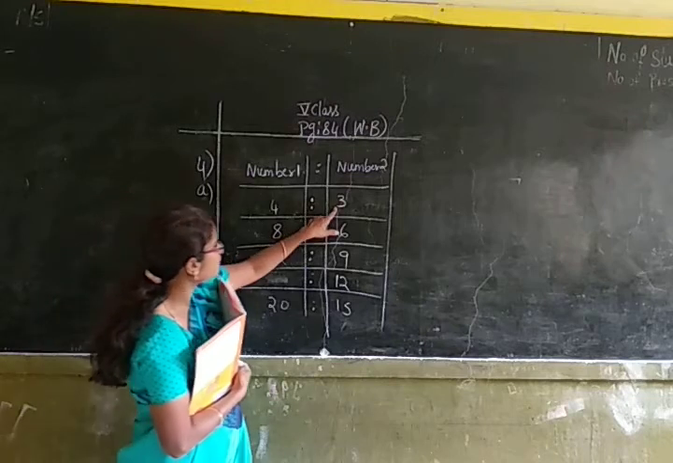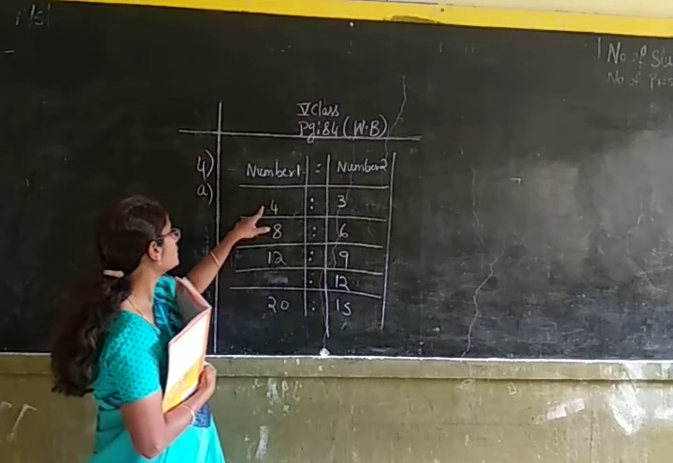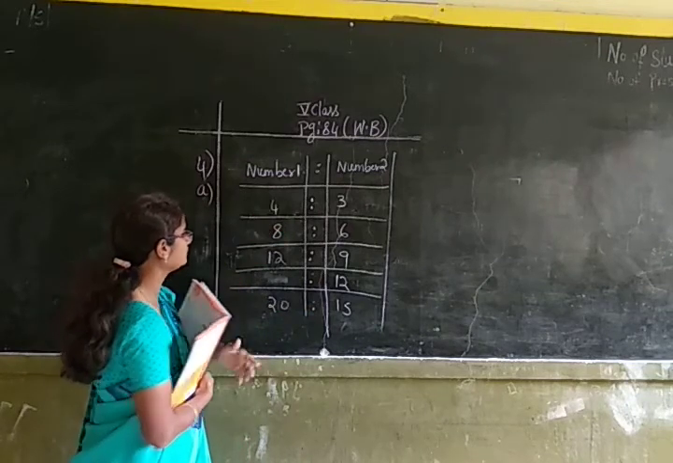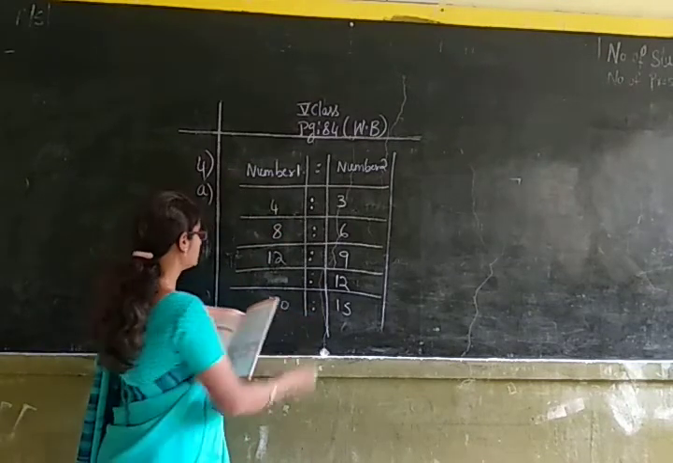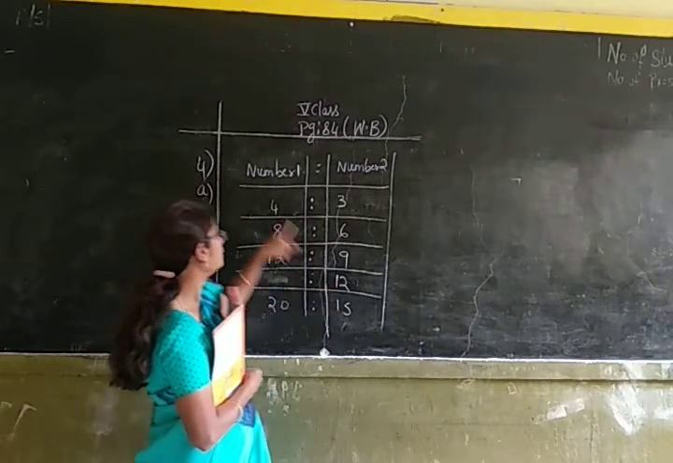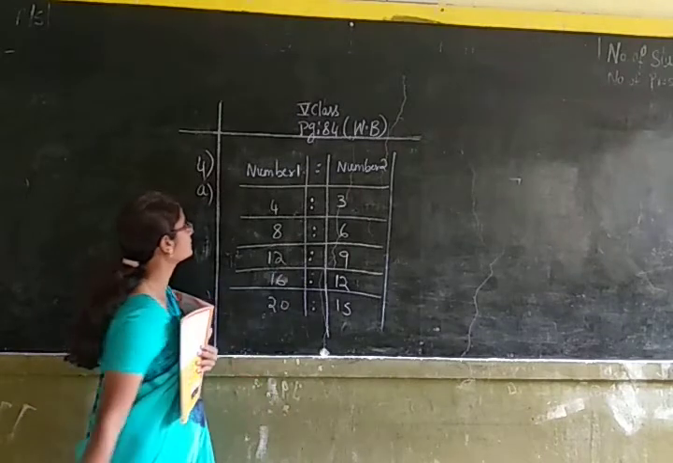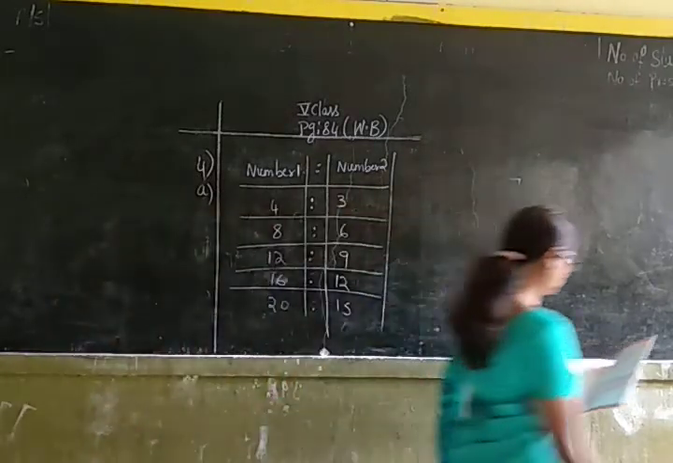Okay children, if you multiply 3 with 4, you are getting 12. So here you have to multiply 4 with 4. Then you will get 16. Okay children. Now let us do the second grid.